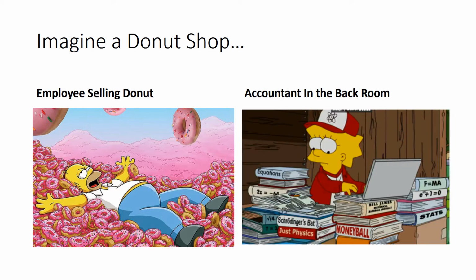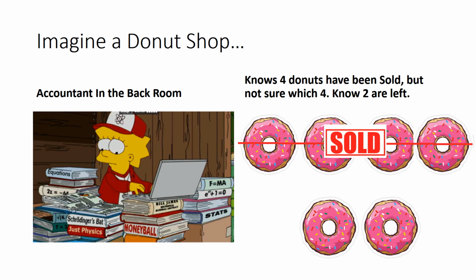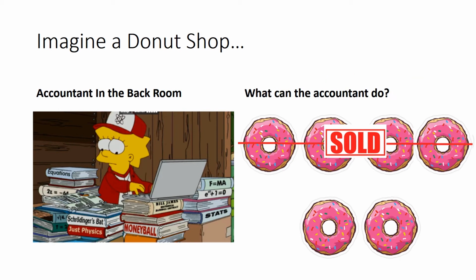Imagine there's an accountant in the back room and the accountant doesn't like to talk to the employee at all. The accountant knows that 4 donuts have been sold, but since she doesn't talk to the employee, she has no idea which 4 have been sold. She also knows that there are 2 donuts that are left in the shop. So, what can the accountant do?